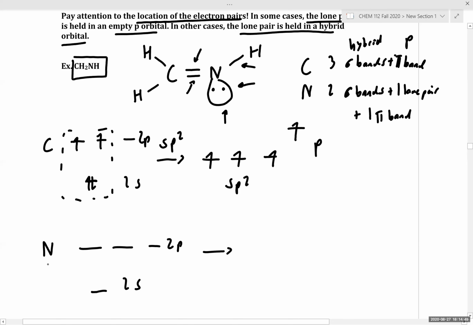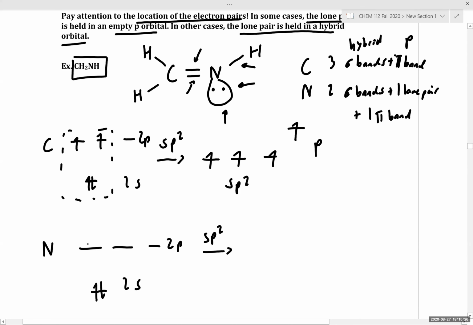If we need a total of 2 bonds, 1 lone pair, and 1 pi bond, what hybridization would we need? Keep in mind, we also need to form a pi bond. So we need to form 3 sigma bonds or lone pairs and 1 pi bond. What hybridization does that remind us of? Would it be sp2? Yes, exactly right, sp2.